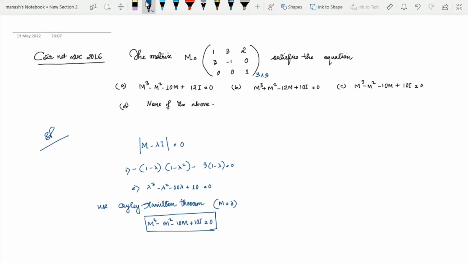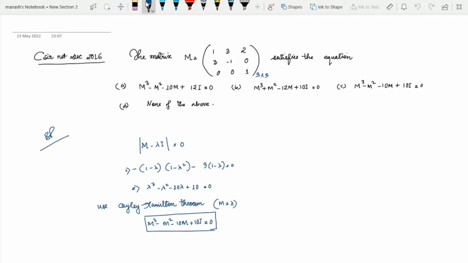Generally the matrix equation comes from the eigenvalue equation, where the equation is in terms of lambda. But as you can see, the matrix equation is in terms of M. That means the lambda is replaced by M. And instantly you have to guess that this is the Cayley-Hamilton theorem, because in the Cayley-Hamilton theorem we replace the eigenvalue lambda with the matrix M, or whatever matrix is given.